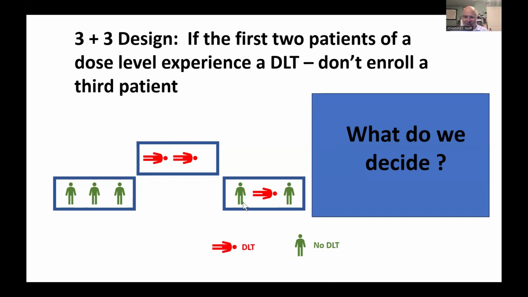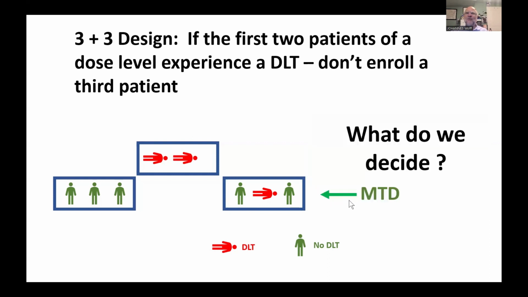Here are your data. You have enrolled those 3 patients. No DLT, DLT, no DLT. What is your next decision? You're done. You can declare the MTD. This dose level is the maximal tolerated dose. The higher dose level was not tolerated. You could determine this after only 2 patients being enrolled.